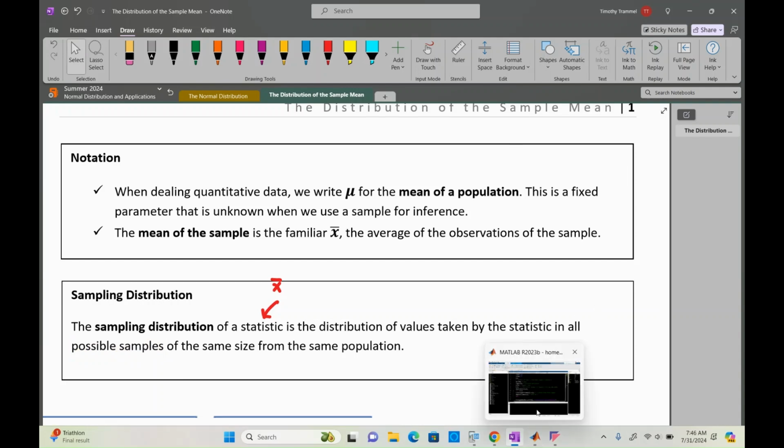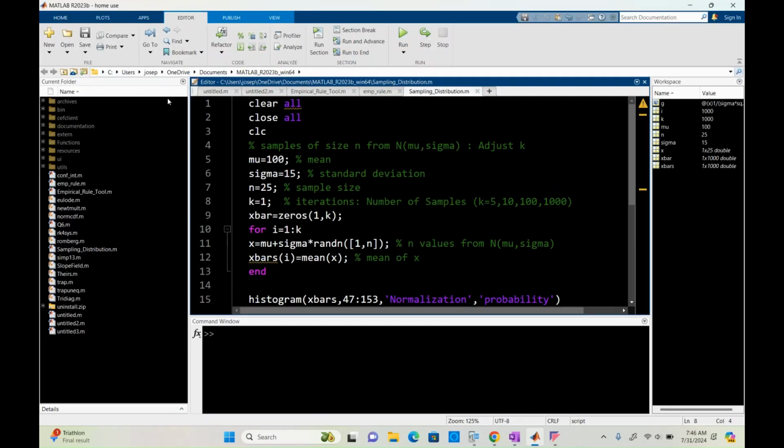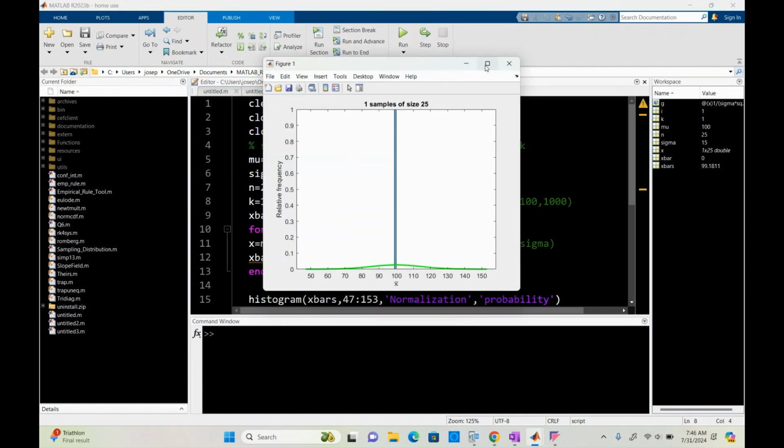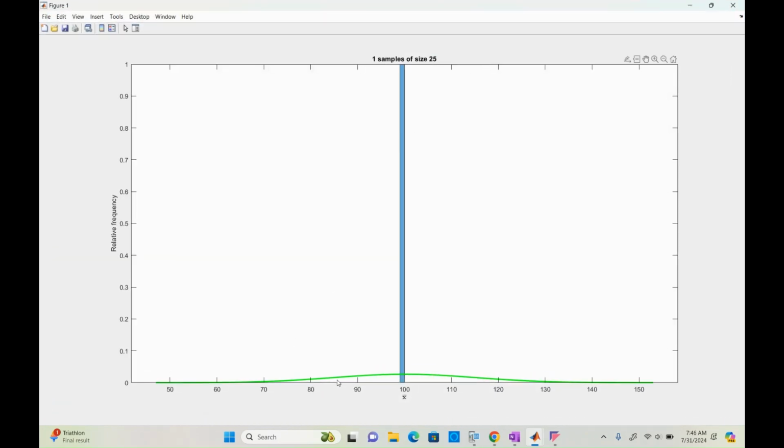So I'm going to have us come over here to look at a little program. I'm going to make this a little bit bigger. In the green at the very bottom, it's kind of hard to see because the histogram bar is so tall, that is a population that has a mean of 100 and a standard deviation of 15. To be more specific, this is how IQs are distributed.